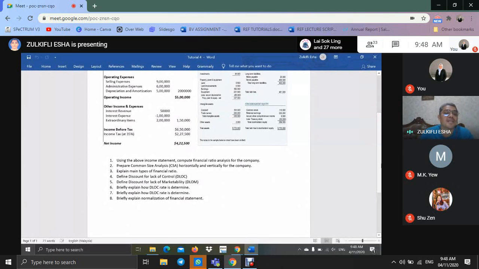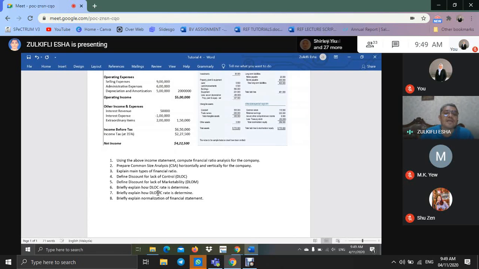So, question number 3, explain the main types of ratios. Again, some of you may give 4 main types, some of you maybe 5 main types, depending on which book or what your source of information is. It doesn't matter as long as you explain the correct types of ratio. Define the long-term ratio, briefly explain how the ratio is determined. The second one should be short-term lah. How can both be long-term? So please check again. The first one is long-term, the second one is short-term.